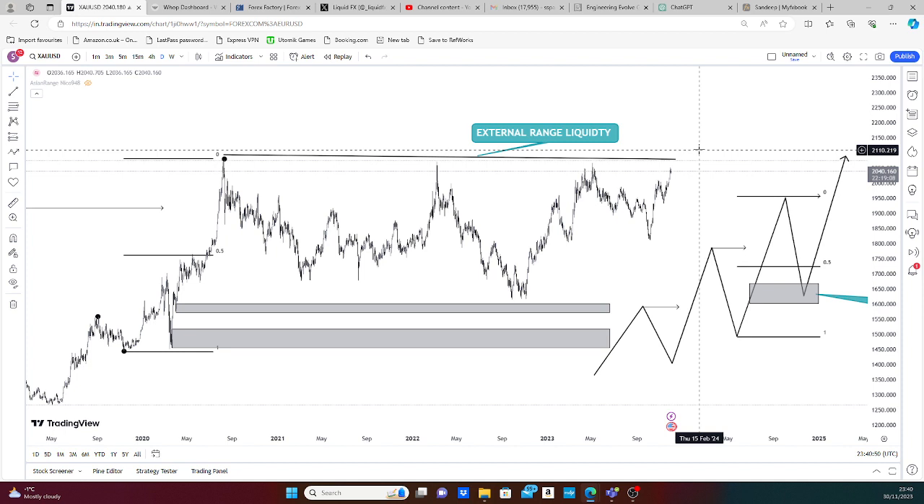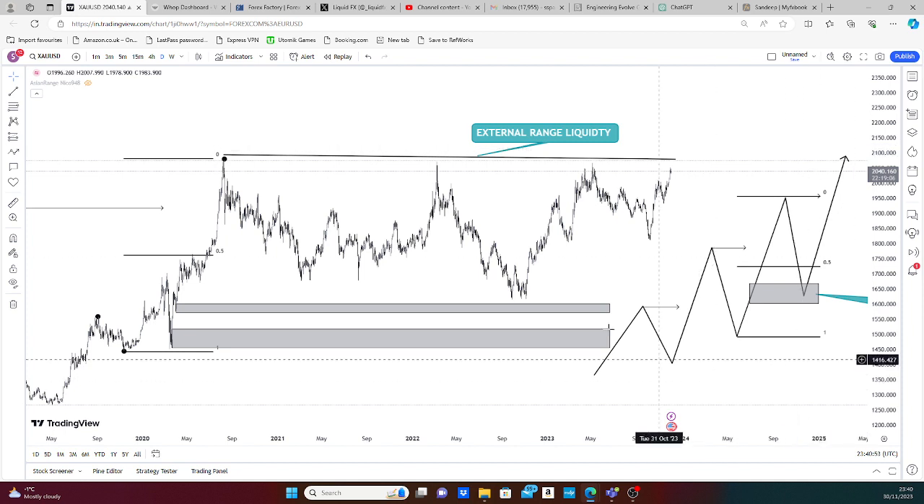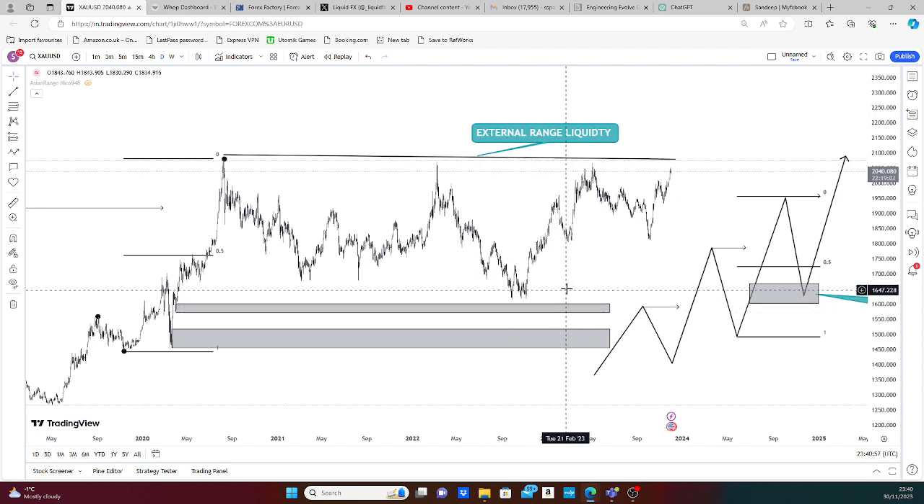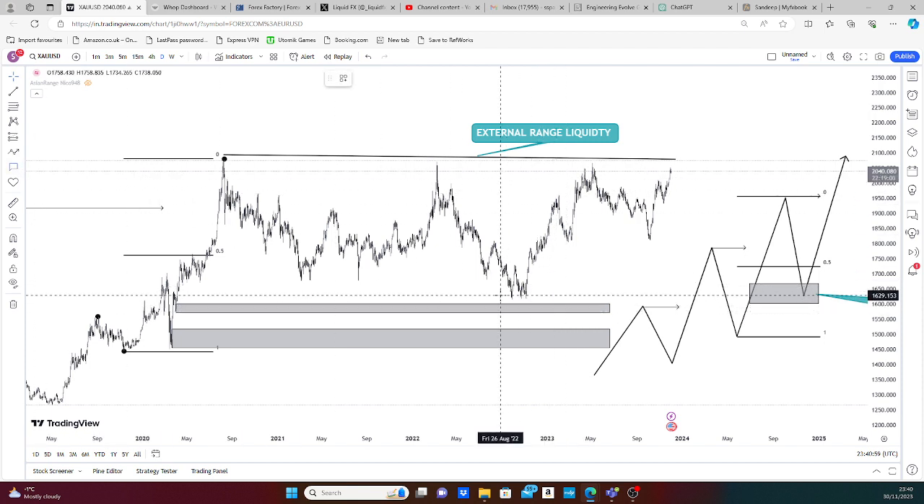So as you can see, we're structurally bullish. We've come into a discount. Yes, we haven't quite mitigated the POIs, which is fine. We've had a discounted low.